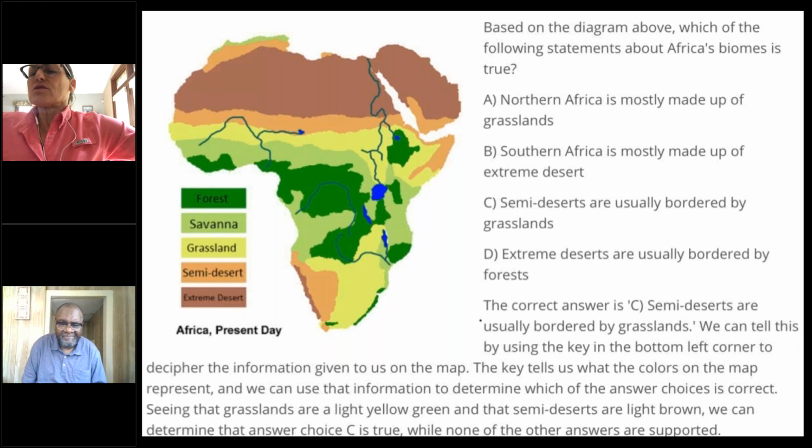Extreme deserts are usually bordered by forests. Extreme desert. No, that's not true. No. So you found the right one. C. Semi-deserts are usually bordered by grasslands. Okay. Again, good job on the key.